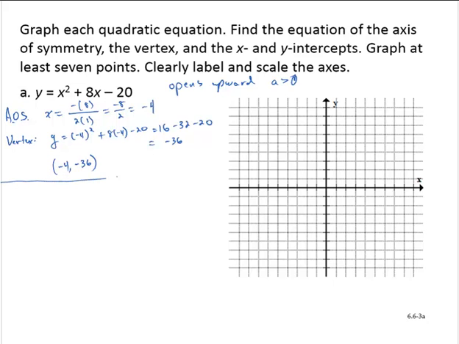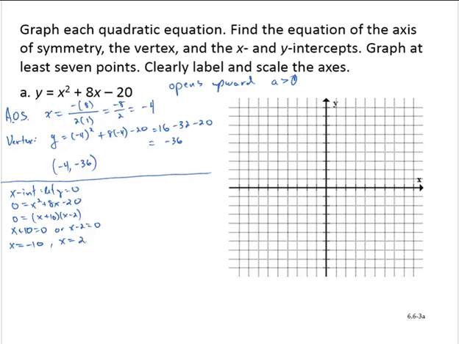Let's find x-intercepts by letting y equal 0. 0 is x squared plus 8x minus 20. The trinomial factors as x plus 10 times x minus 2. And so then setting each factor to 0, x plus 10 is 0, or x minus 2 is 0. So x equals negative 10, x equals 2. So we have x-intercepts at negative 10, 0, and 2, 0.